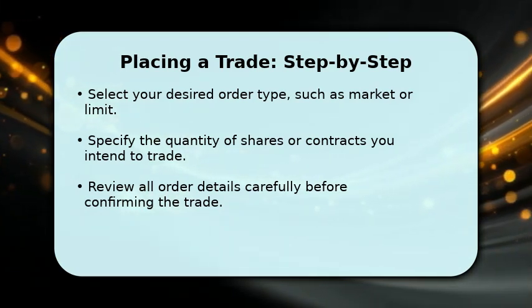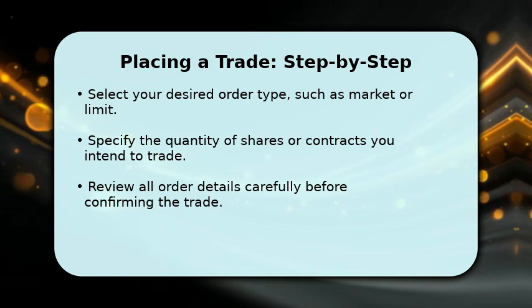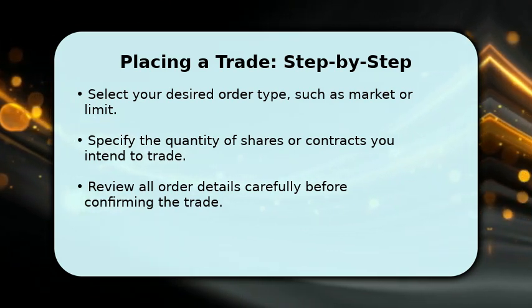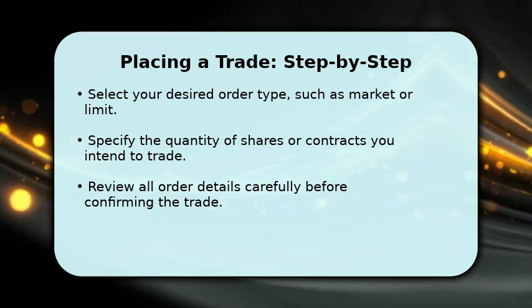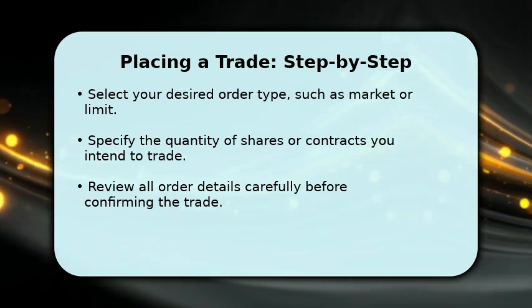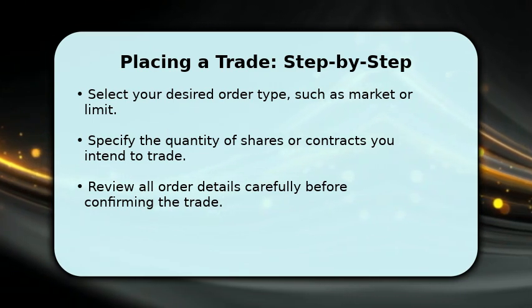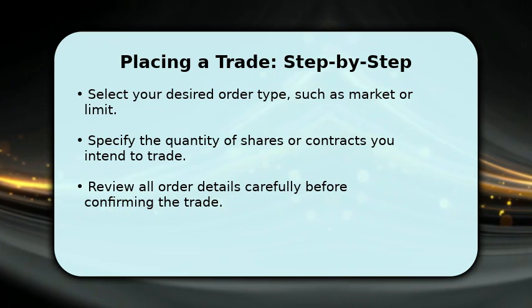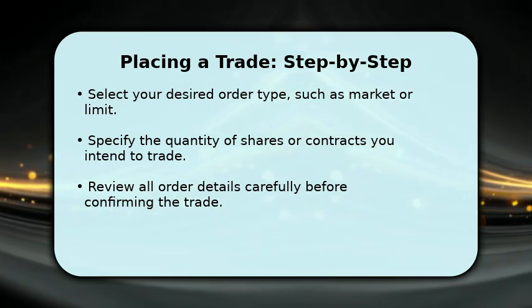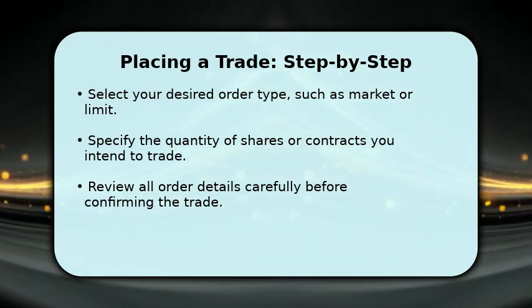You'll choose an order type, like a market order for immediate execution or a limit order to set a specific price. Then, input the exact quantity of shares or contracts you wish to buy or sell. Before hitting Confirm and Send, take a moment to double-check all the details. This ensures your trade aligns perfectly with your strategy and avoids any unintended actions.